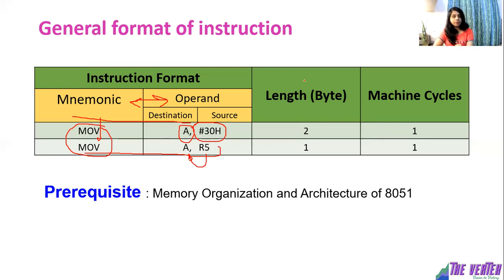The length of instruction is also mentioned in the format, along with the machine cycle. What is a machine cycle? With the help of the machine cycle, we can find out the time required for execution of that particular instruction, and thereby we can calculate the speed of the microcontroller.